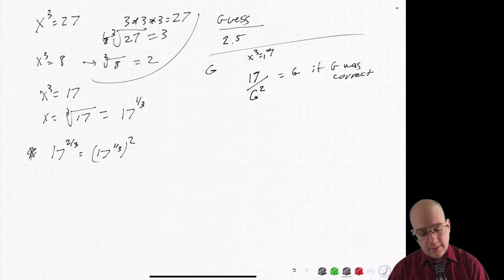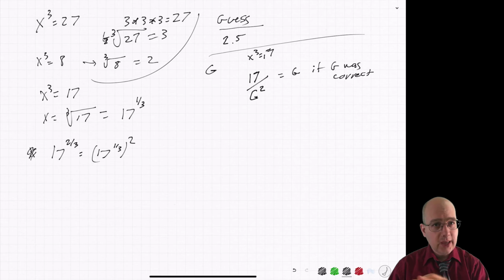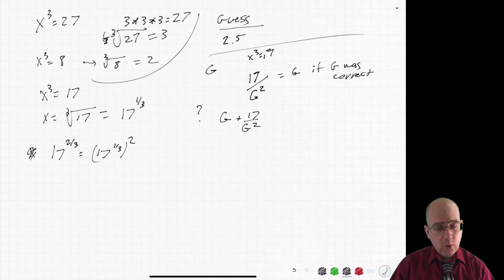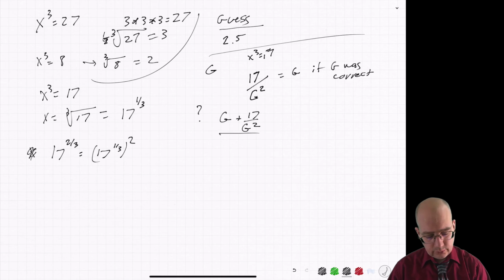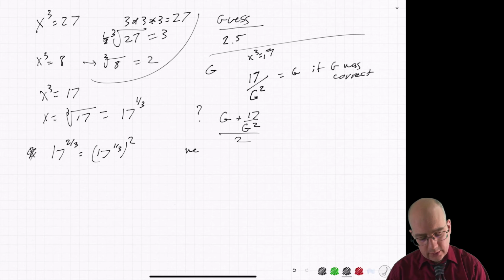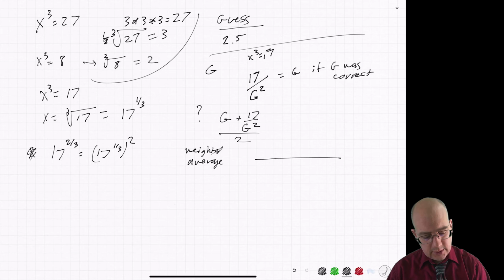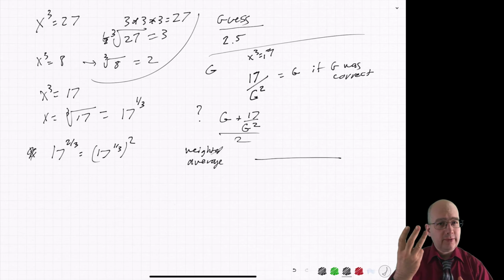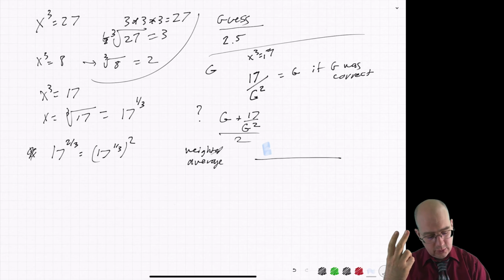It's not exact. So we can try to average that. You could just average it just like we did before. We'll try that. So g plus 17 over g squared, over 2. Or you can do a weighted average, which is basically, so there's 3 factors of this guess, right? What if we said 2 of them were the correct ones?